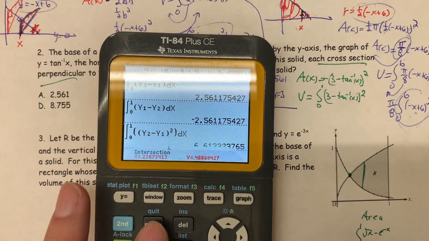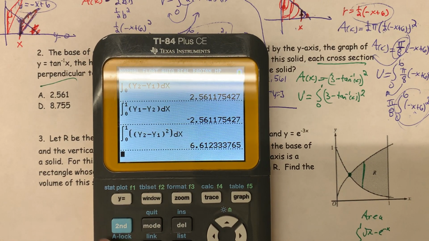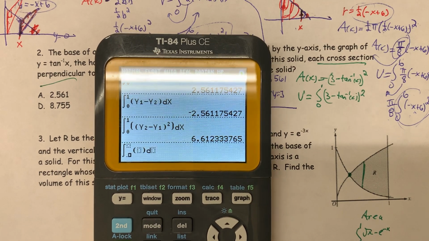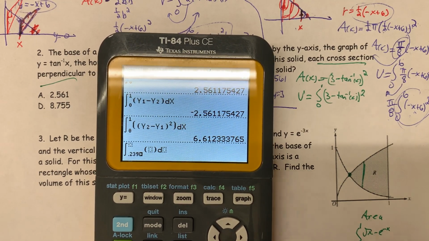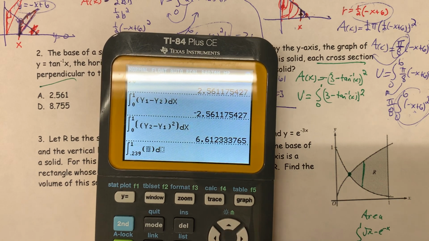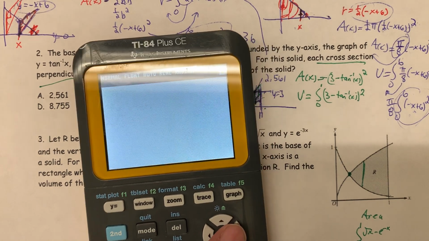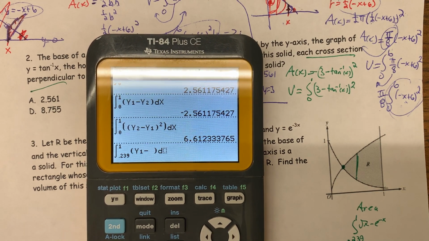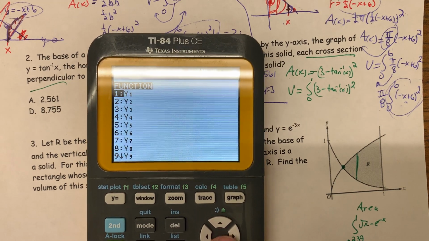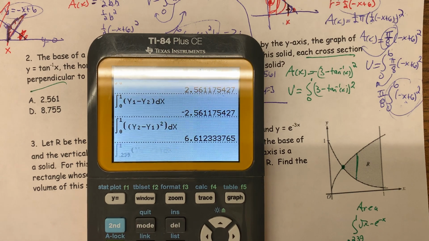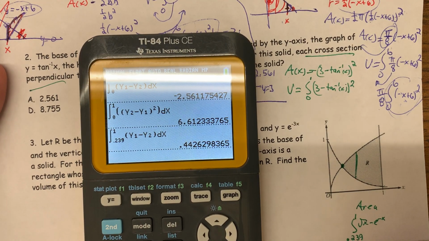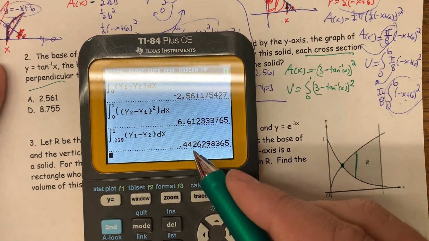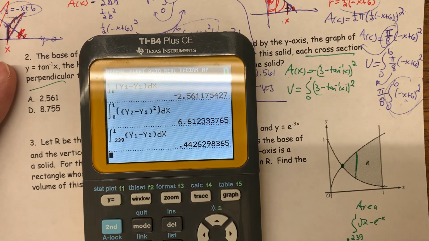So for the area, I'm going to press math 9. It's the integral from 0.239 to 1 of variables. I believe I put y1, it was the square root of x, but I'm not really sure. And honestly, even if I got it wrong, I know it'll just be the negative of this. So here's the area. It's 0.443. Round the 2 up. We always go to 3 decimal places, guys.